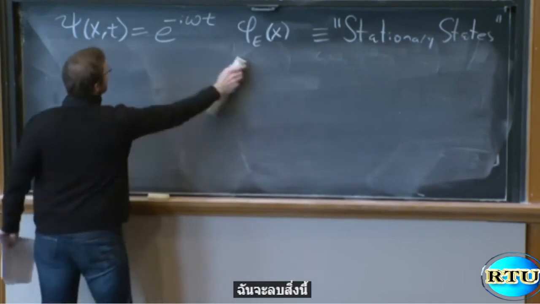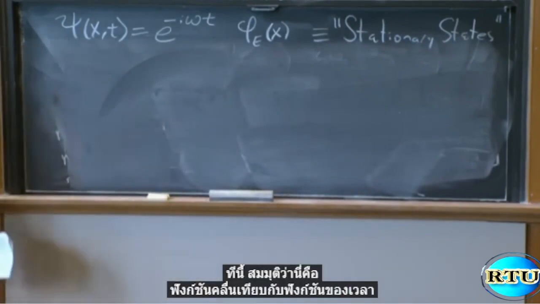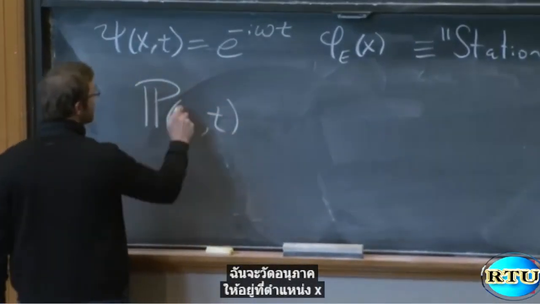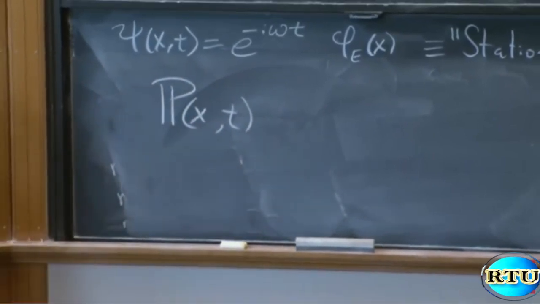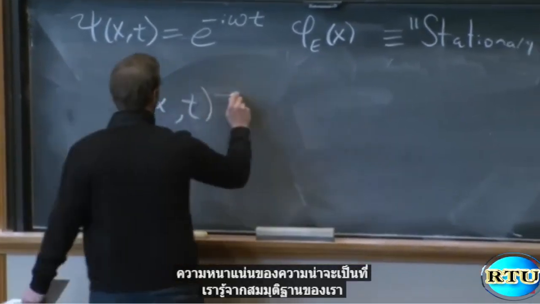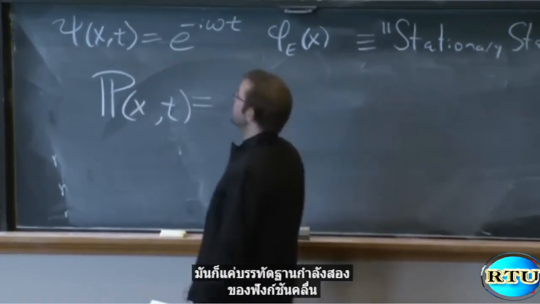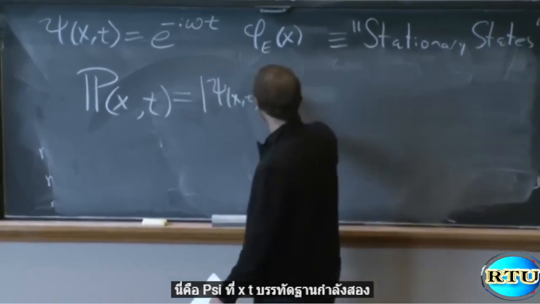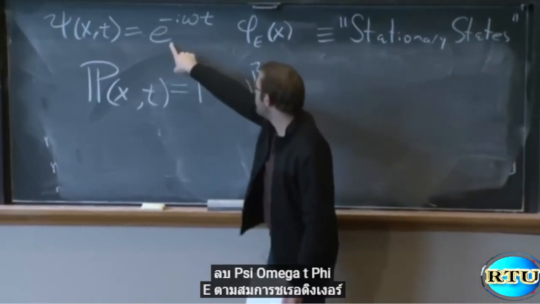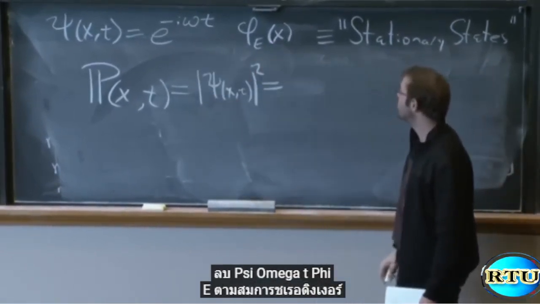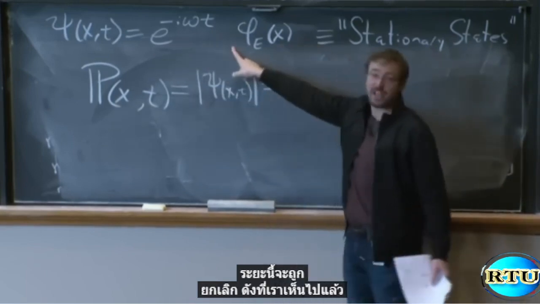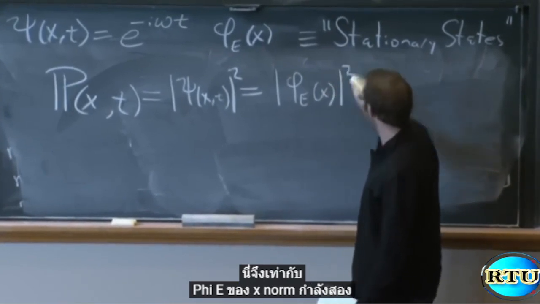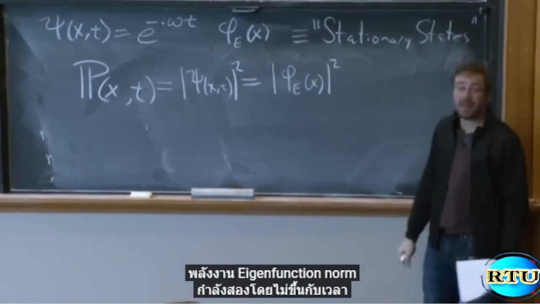I'm going to erase this. Well, suppose this is my wave function as a function of time. What is the probability that at time t, I will measure the particle to be at position x, or the probability density? Well, the probability density, we know from our postulates, is just the norm squared of the wave function. This is psi at x, t norm squared. But this is equal to the norm squared of e to the minus i omega t phi E, by the Schrodinger equation. But when we take the norm squared, this phase cancels out, as we already saw. So this is just equal to phi E of x norm squared, the energy eigenfunction norm squared, independent of time.